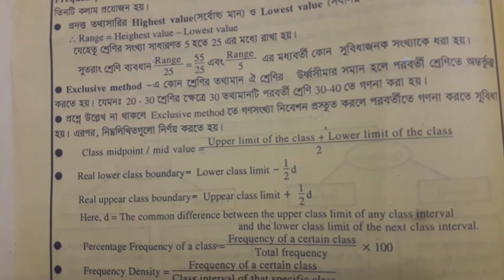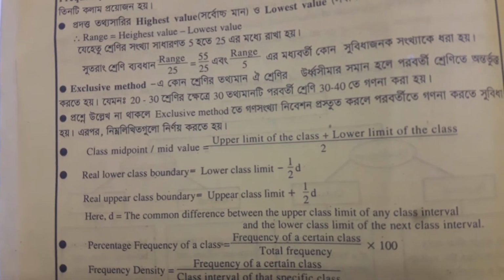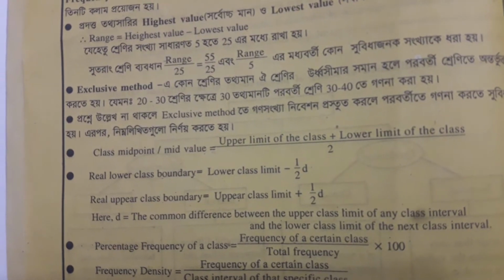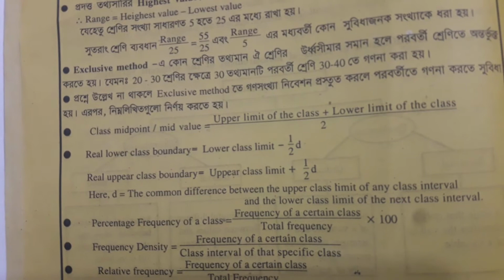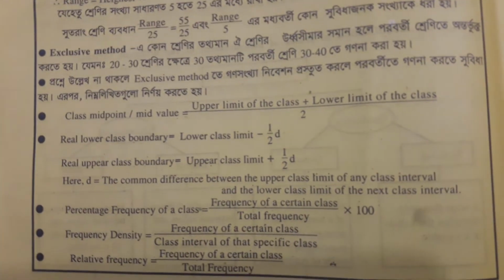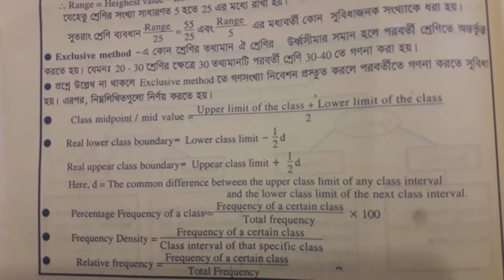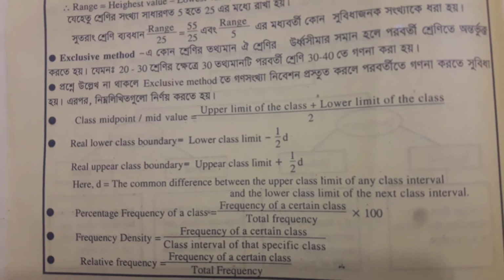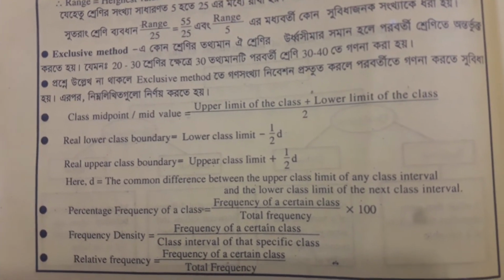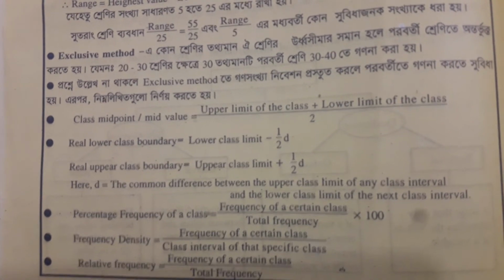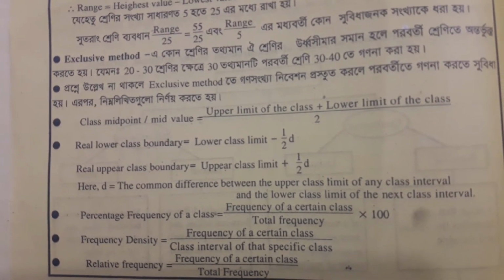Percentage frequency of a class equals frequency of the certain class divided by total frequency, multiplied by 100. Frequency density equals frequency of the certain class divided by class interval of the specific class. Relative frequency equals frequency of the certain class divided by total frequency.